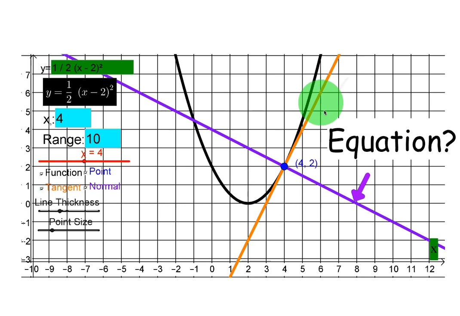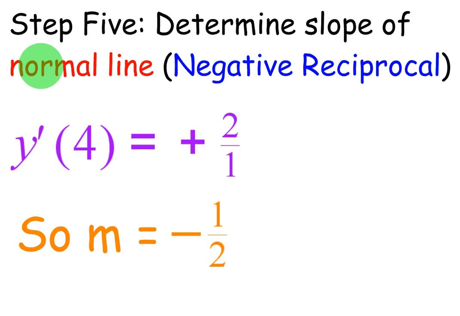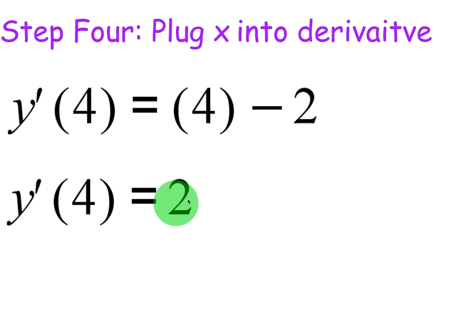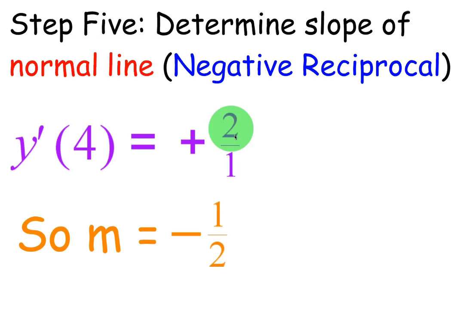Anyways, why would we try to find the slope of the tangent line if we're ultimately trying to find this slope? Well, if you recall back in geometry or algebra 1, if lines are perpendicular, then their slopes are negative reciprocals of each other. So I can now find the negative reciprocal of the slope of this line, which is 2. So for step 5, we're going to determine the slope of the normal line by finding the negative reciprocal of the tangent line slope. We write 2 as 2 over 1, and then we flip this and make it negative. So the slope of my normal line is going to be negative 1/2.